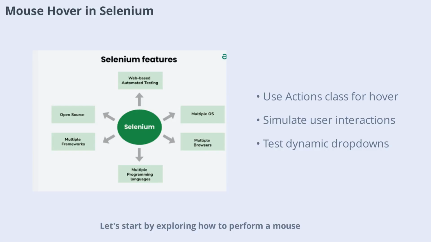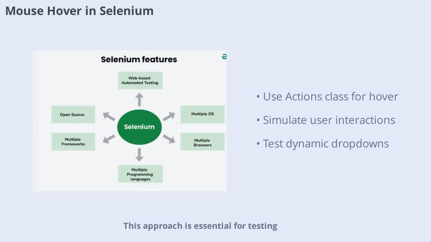Let's start by exploring how to perform a mouse hover action on a web element using Selenium WebDriver. In many web applications, hovering over a drop-down menu reveals additional options. Selenium provides the Actions class to simulate this user interaction. By creating an instance of Actions and using the moveToElement method, you can hover over a specific element, such as a drop-down. Once the drop-down is visible, you can interact with its options using standard element locators and click methods.